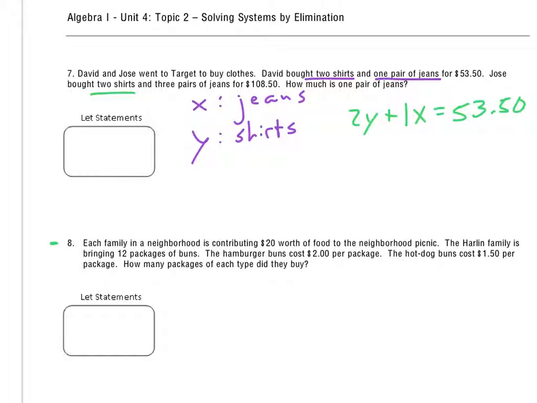Now let's go look at Jose. Jose bought 2 shirts and 3 pairs of jeans for $108.50. Well, 2 shirts would be 2 times y, and 3 pairs of jeans is going to be 3 times x equals $108.50. So there are my 2 let statements right there. Go ahead and take a second, and write both of those statements in the box on the left for let statements.